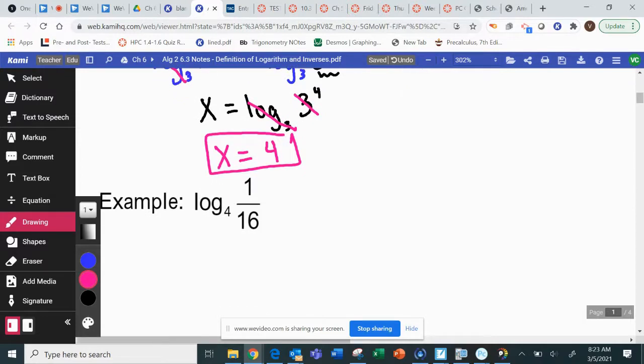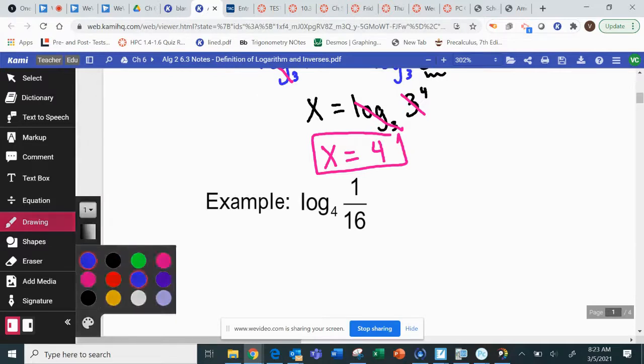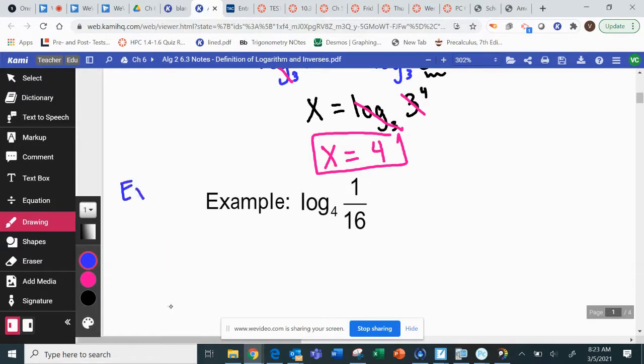Okay. Now this one is not asking us to solve, and the directions are not there. I really should type them in. I keep forgetting to do that. The directions are evaluate. Evaluate means find one value. So this equals something.